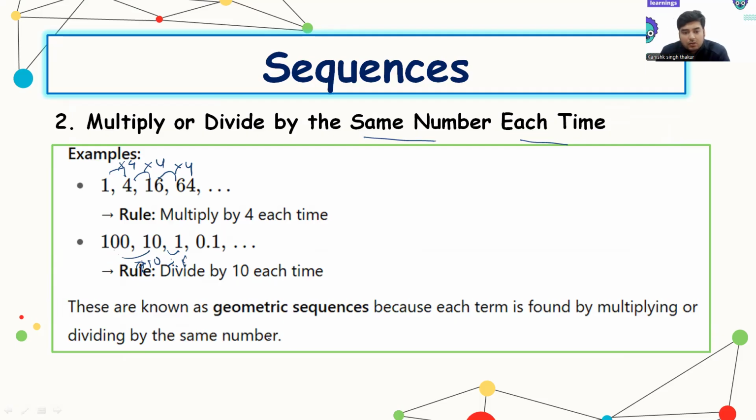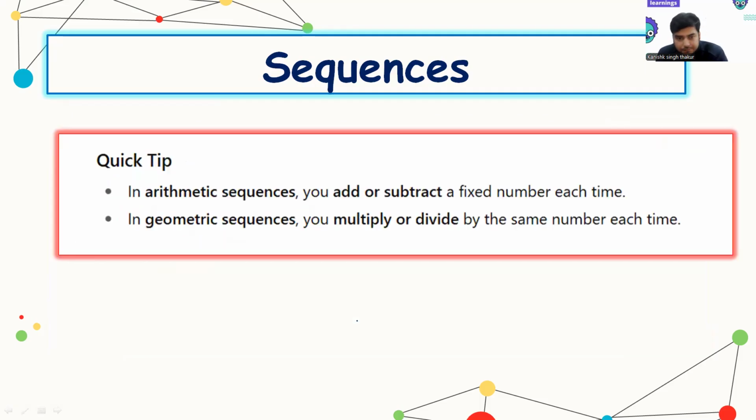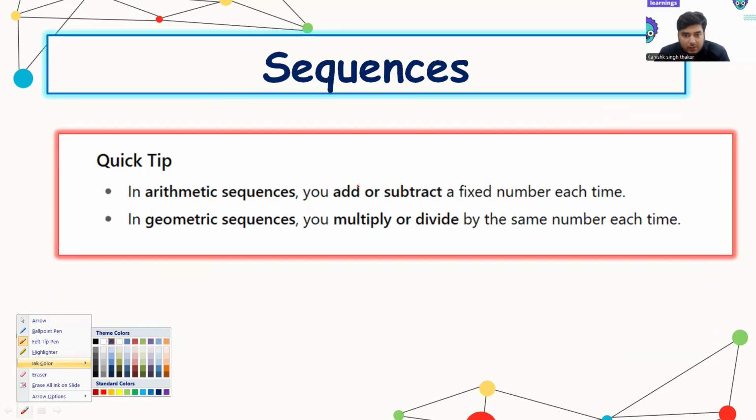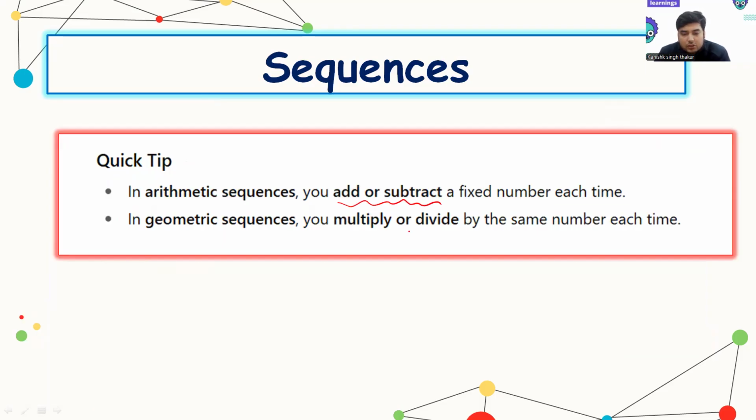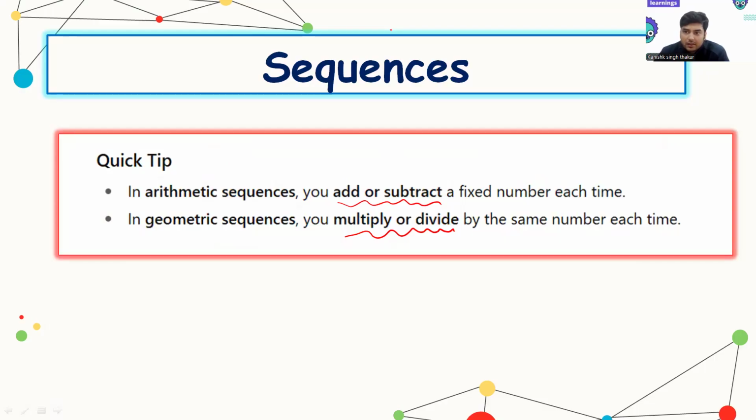This is what we call geometric sequences. So in arithmetic sequences, you add or subtract a number, and in geometric sequences, you multiply or divide by the same number. That's it. I have explained the sequences here. We'll be finding the nth term and calculating the terms of the sequences in the next lecture.